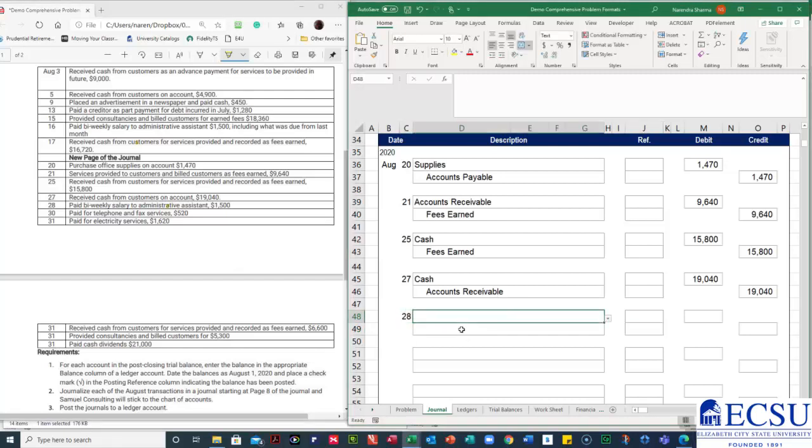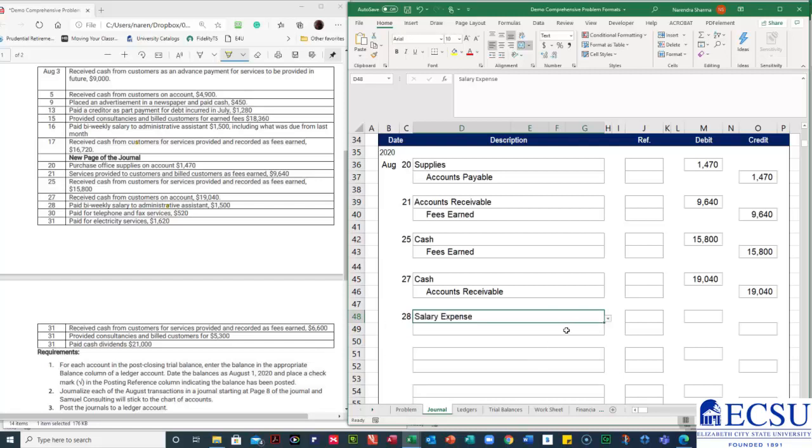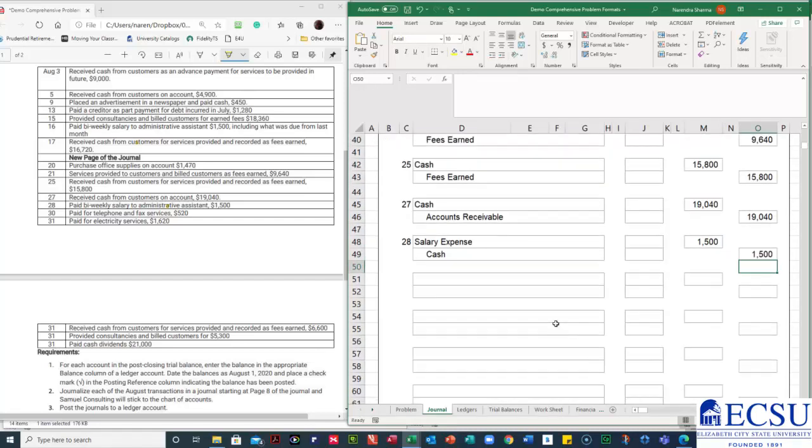It says paid biweekly salary to administrative assistant. Paid means you paid in cash, and therefore it is salary expense, of course, and then cash. So this will be the credit to cash, and the amount is how much? 1,500 and 1,500. Okay, so that is 28. Now let's go to 30th of August.